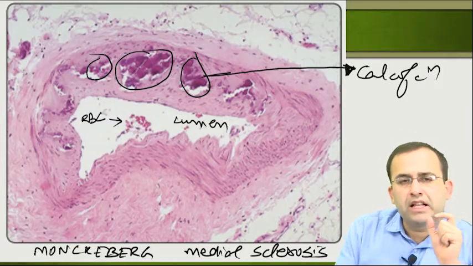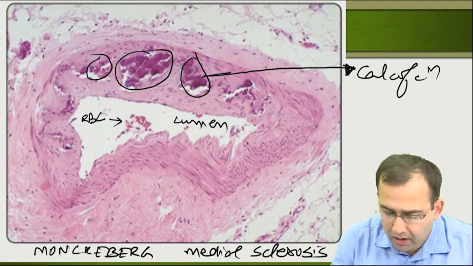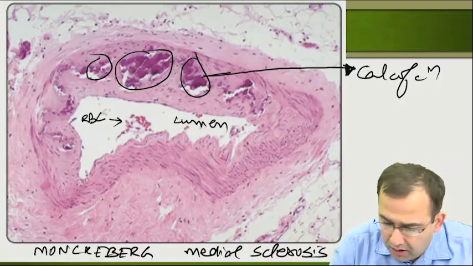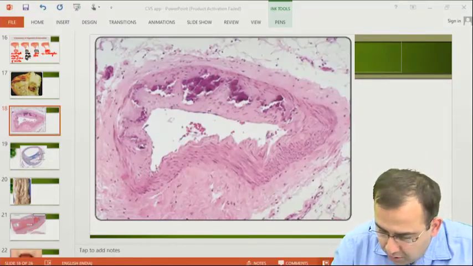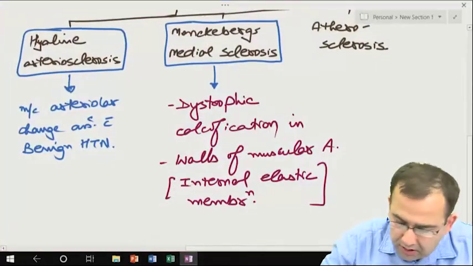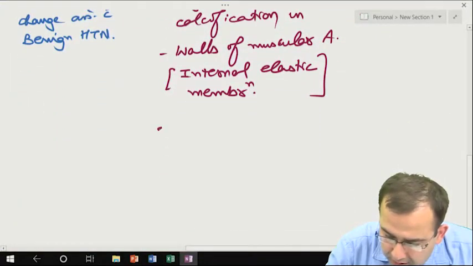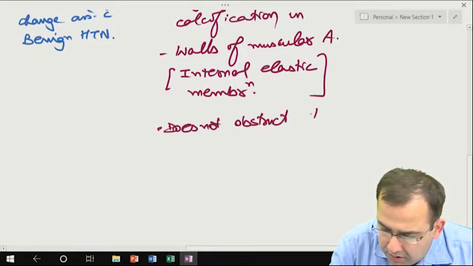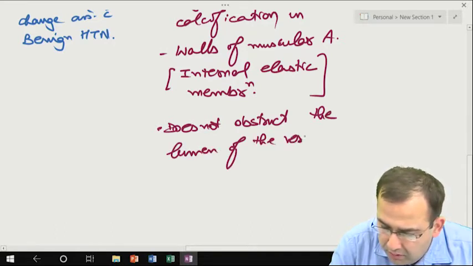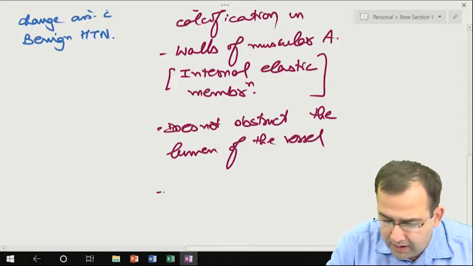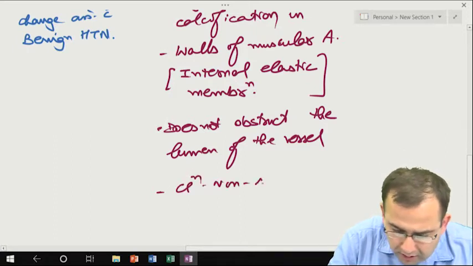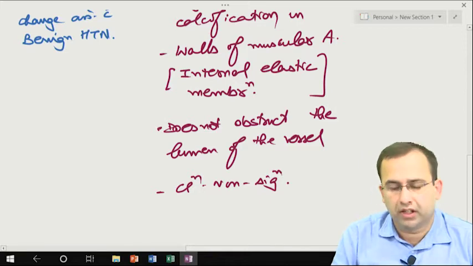Next point, these calcifications, do they obstruct the lumen? No, the lumen of the vessel is intact, the calcification is in the muscle wall. So Monkeberg medial sclerosis does not obstruct the lumen of the vessel. As a result, is it clinically significant or non-significant? It is clinically non-significant.